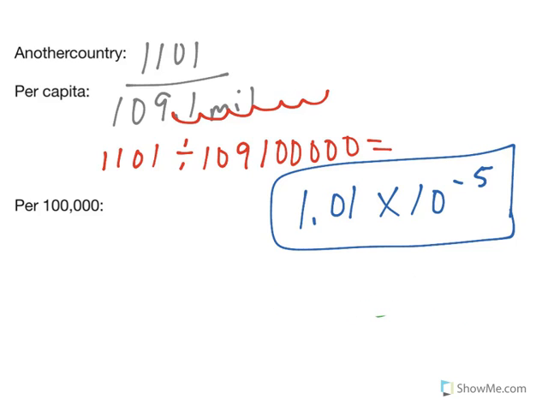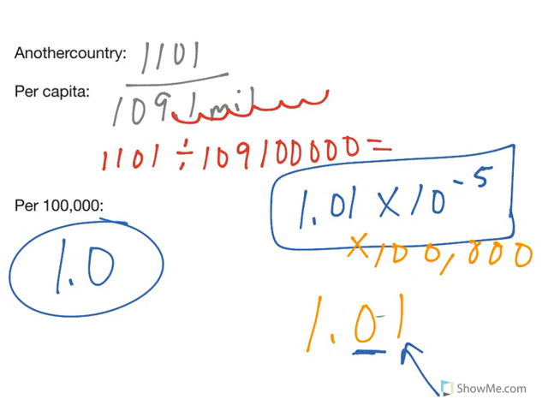Okay, and then we go to per 100,000 by multiplying by 100,000, and I end up with 1.01. To the tenths, the 1 past rounds down, so I end up with 1.0. And that's it.